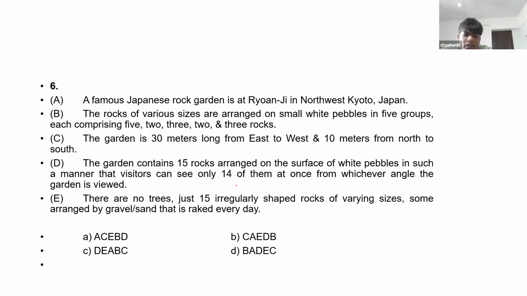A is the introduction. It introduces the rock garden. So what comes after that? C. The garden is 30 meters long. So this is a general description. Yeah, could be the second one.